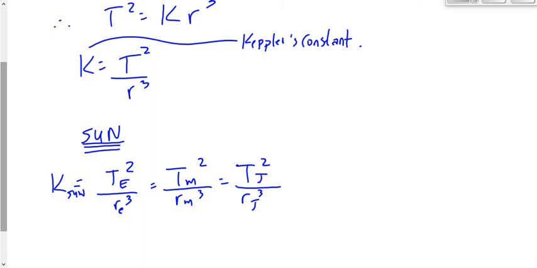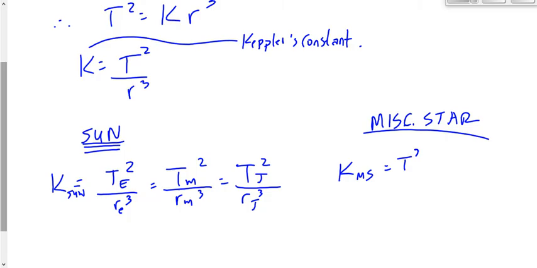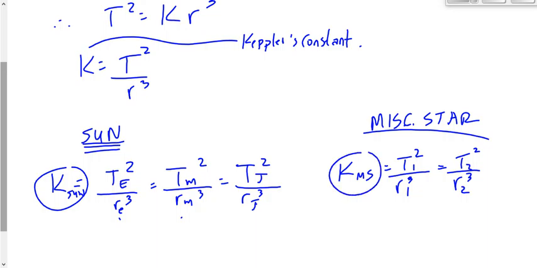Now, if we look at some other miscellaneous star, then there's a completely different Kepler's constant. We could say Kepler's constant for the other miscellaneous star would be T squared over r cubed for planet number 1 revolving around it. But it would be T squared over r cubed for planet number 2 revolving around it, and so on and so on and so on. So this Kepler's constant is the same for our sun no matter what's revolving around it, but it's different than the Kepler's constant for a miscellaneous star that has other planets revolving around it.